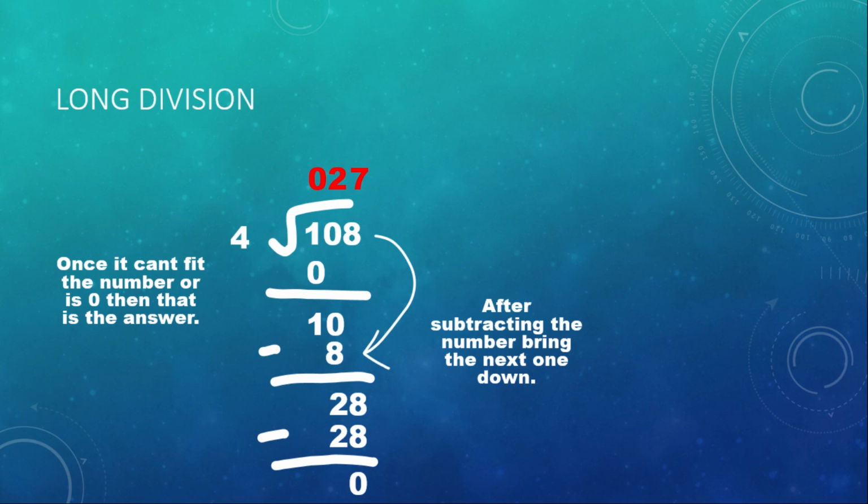For the final line, you have to fit 4 into 28 as many times as you can. It can fit 7 times, equaling 28. Finally, you write the 7 next to the 2 above the symbol, giving no remainders.